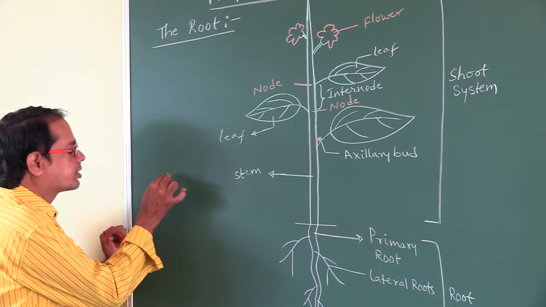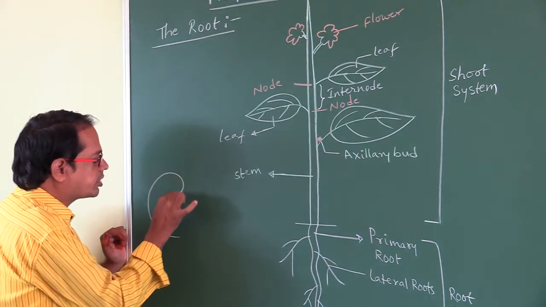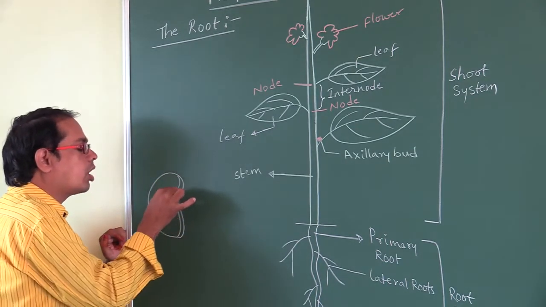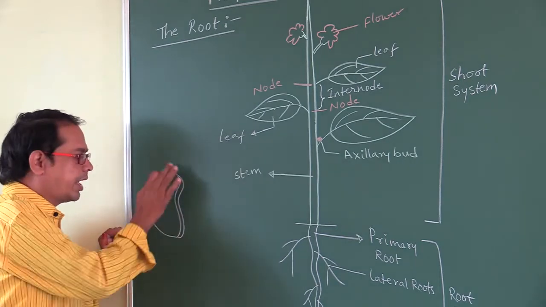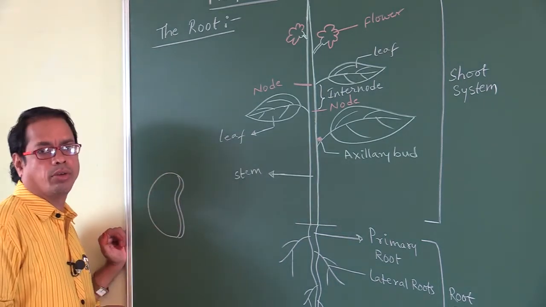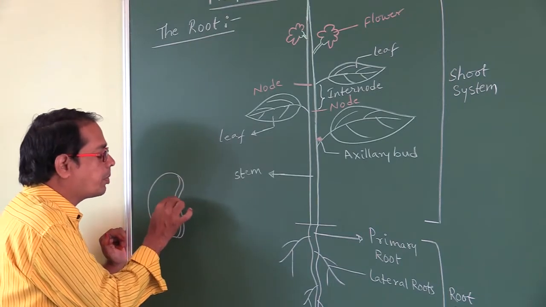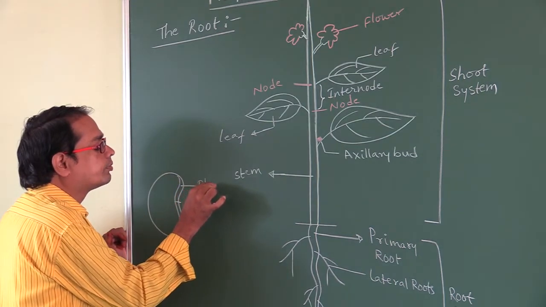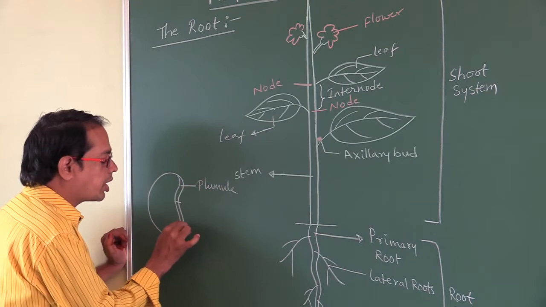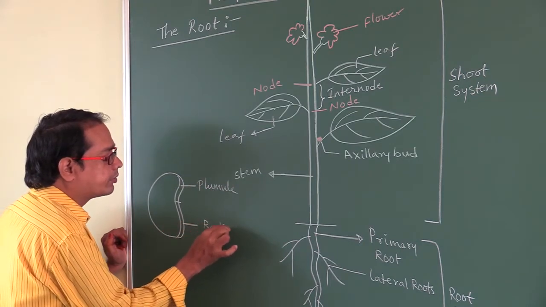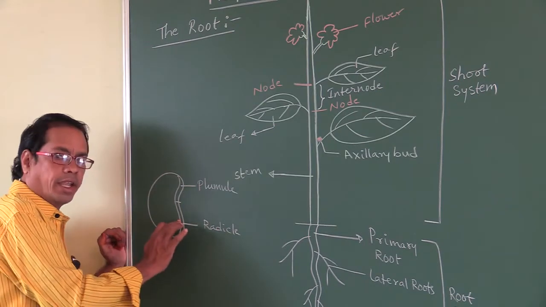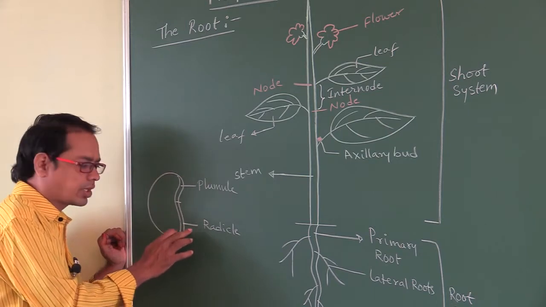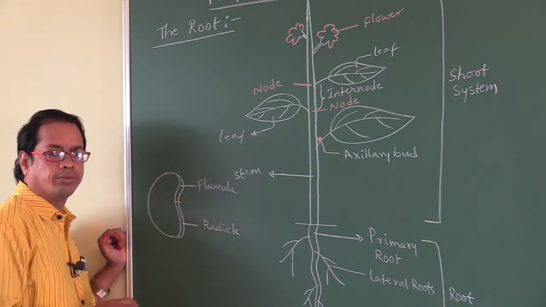Look at here, my dear students. This part is called embryonal axis. The entire part is called embryo. So here two parts are there. This part is so called plumule. This part is so called radicle. So this embryo contains embryonal axis. This embryonal axis contains radicle and plumule.